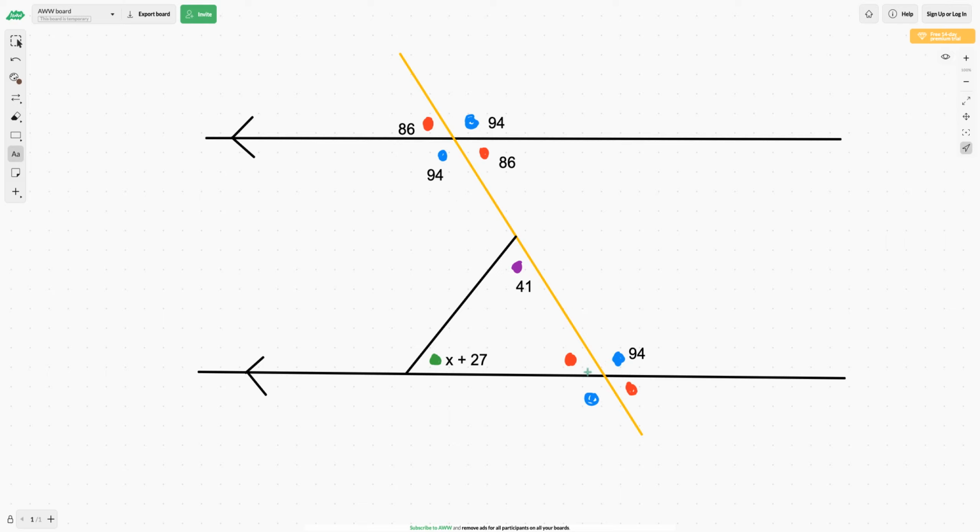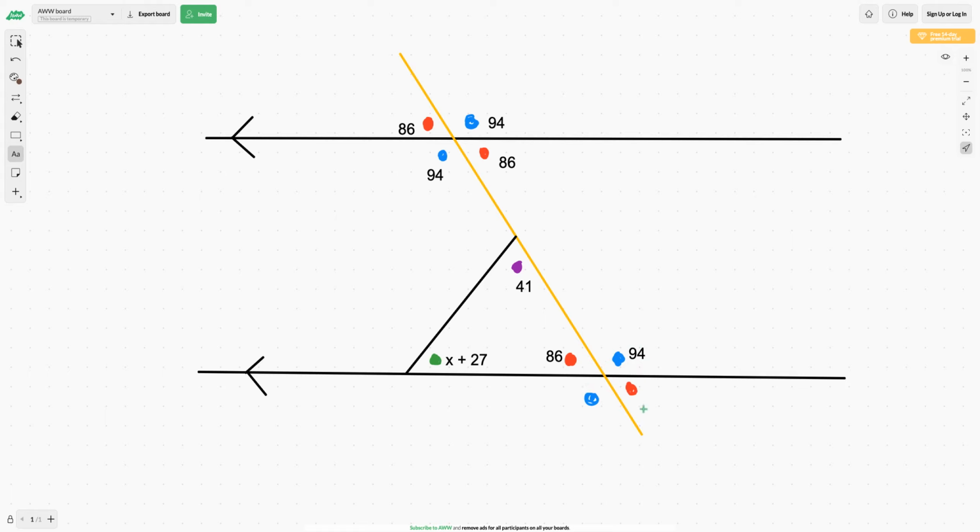Now I'm going to try to find this angle right here, this red one. There are many ways you can do this. I'm going to use this angle again, and this angle. These are alternate interior angles because they are on two different sides of this intersection, and they're both in between the parallel lines. So this angle and this angle are alternate interior angles. So this is also equal to 86.